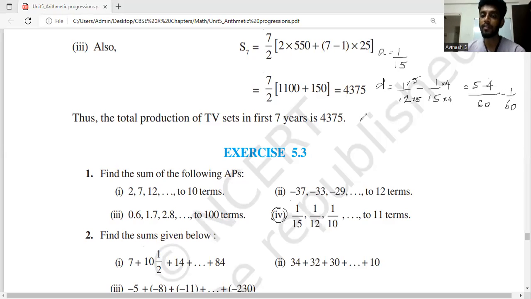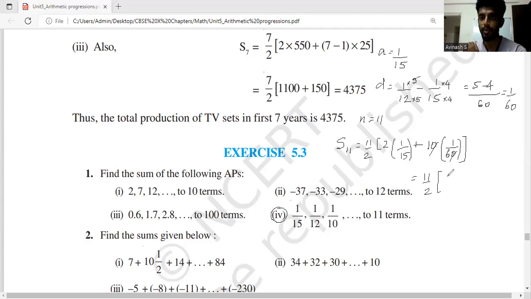And also the value of n is 11. So we directly do the formula. S11 is equal to 11 by 2, that is n by 2, into 2 into a. a is 1 by 15 plus n minus 1. n is 11, 11 minus 1 is 10 into d. d is 1 by 60. So now we get 11 by 2 into, so this is for only this, 2a plus n minus 1 into d. So now this will become 2 by 15 and this will become 1 by 6. So this is where we are. And then 11 by 2 stays the same.